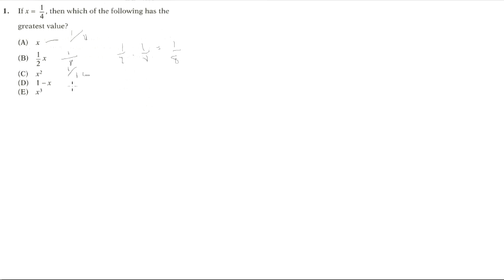1 minus 1/4 is 3/4. And then x cubed is going to be 1/4 times 1/4 times 1/4, which is smaller still. This is the biggest one we've come up with.